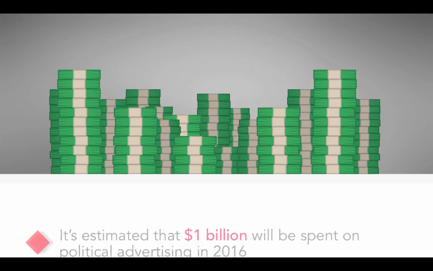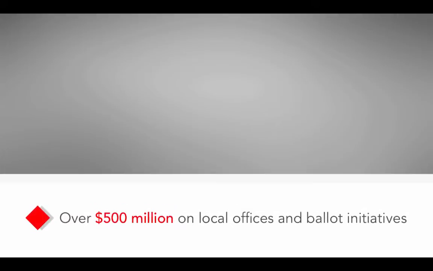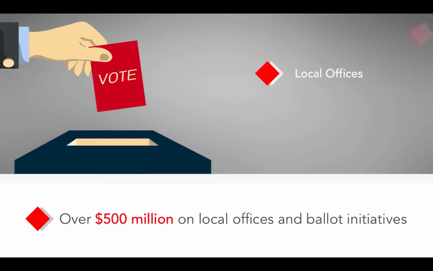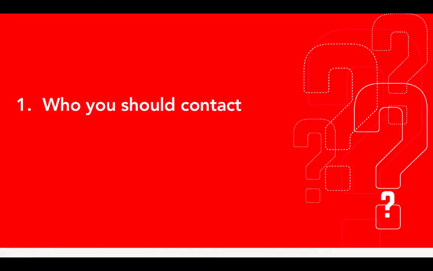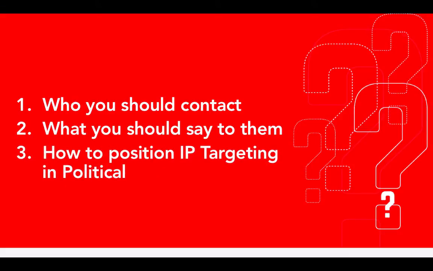Now, it's estimated that over $1 billion will be spent this year on political advertising on the national level. Now on the state and local level, they're estimating that over $500 million will be spent on ballot initiatives and local offices. So today we're going to talk really quickly about who you should contact, what you should say to them, and what the strategy is when using IP targeting for political. So let's start off with a list of who you should target.